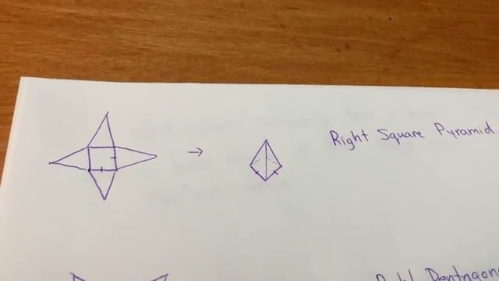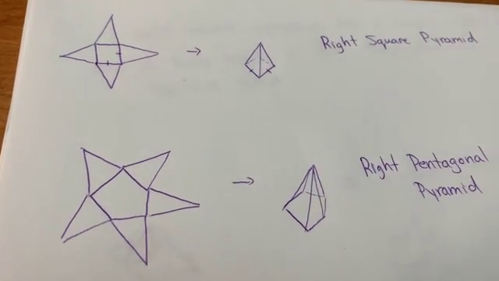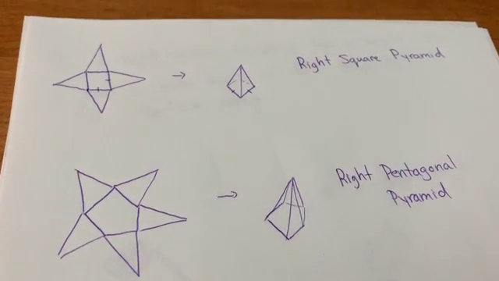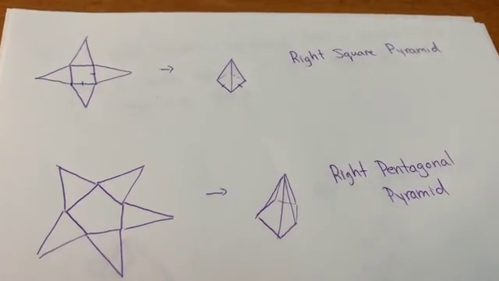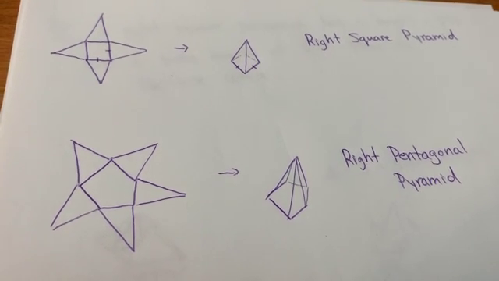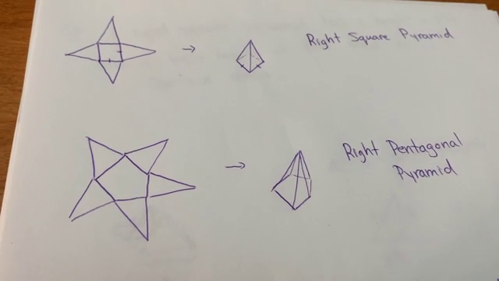If you change the base to some other polygon, like a pentagon, my apologies for my drawing of a pentagon, pretty gross, but same idea. You have a 5-sided base in that case, and then 5 triangles coming to a point in the center. And you could have a hexagon, octagon, whatever.